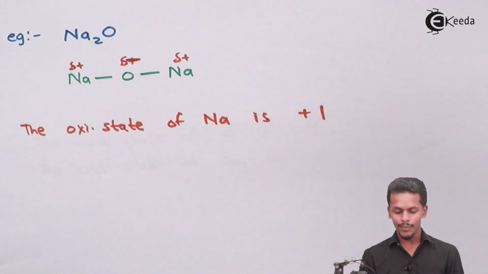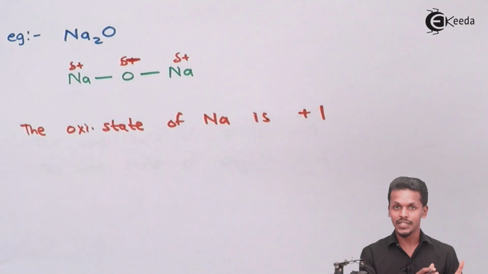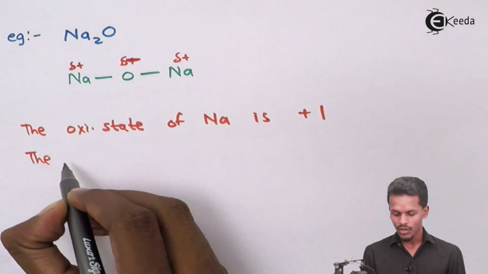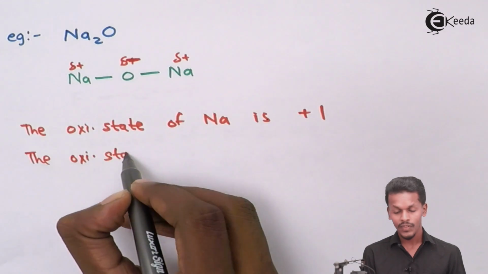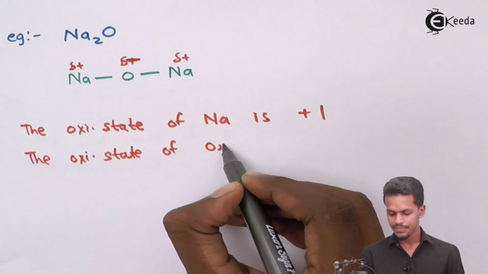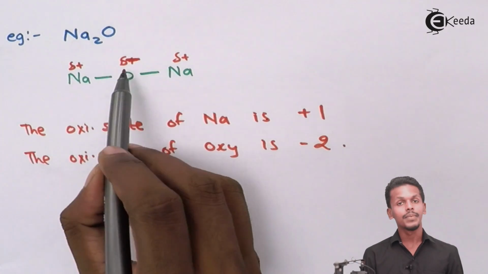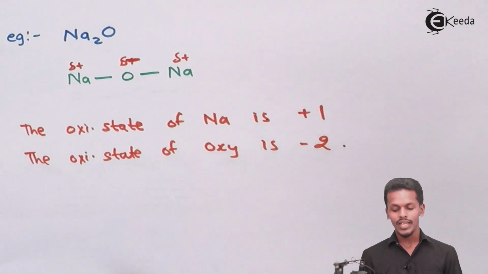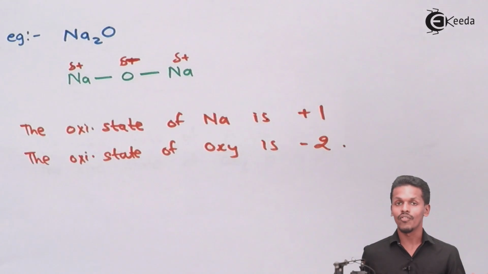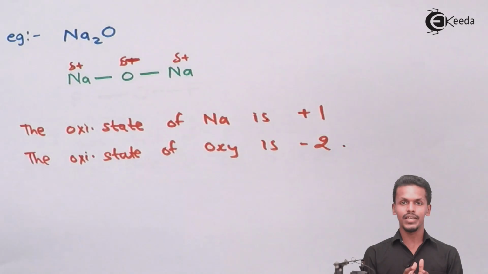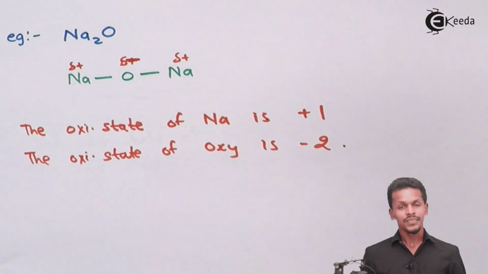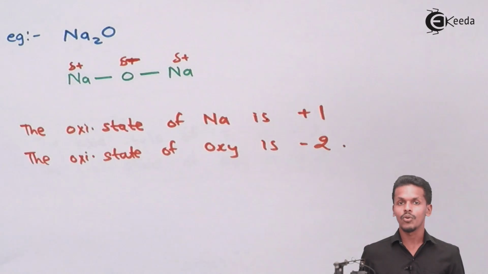So now, when we are talking about the oxygen's oxidation state, the oxidation state of oxygen is -2, while sodium will have an oxidation state of +1. In this case, they compensate each other when it comes to the charge or oxidation state. So basically the whole molecule is neutral.